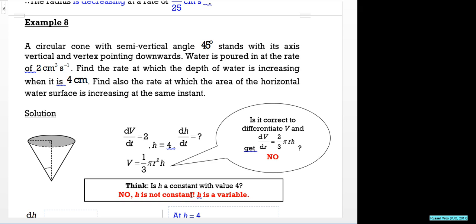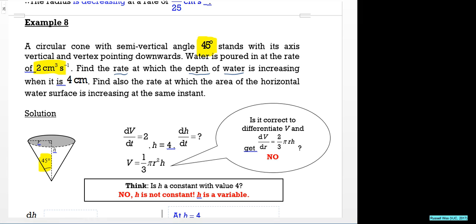Okay, example 8. Circular cone. Can I have attention, please? Thank you. 45 degrees. This is this 45 degrees like that. The cone is turned upside down, with the vertex pointing downwards. Water is poured in at 2 cm cubed per second. You are supposed to find the rate at which the depth is increasing when the depth is 4. Wow, so many things to write.